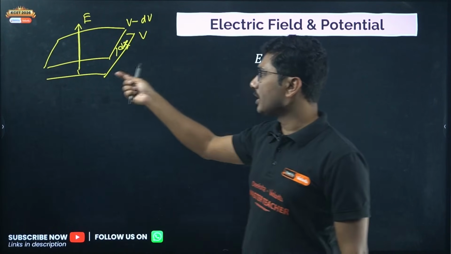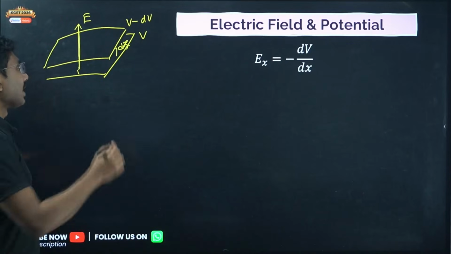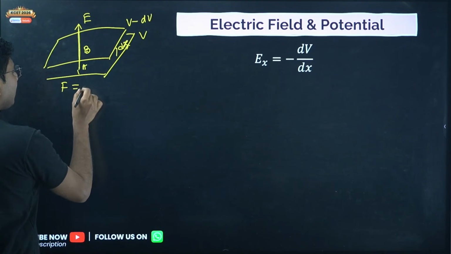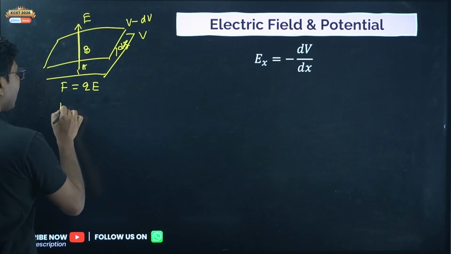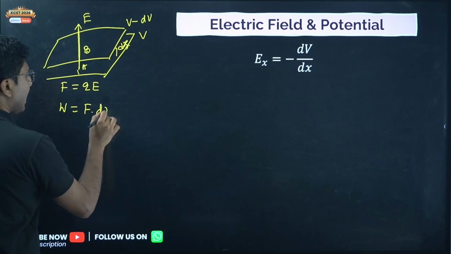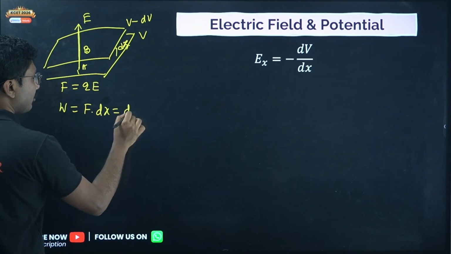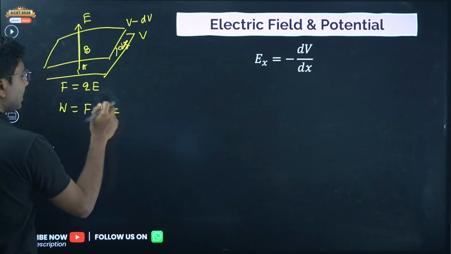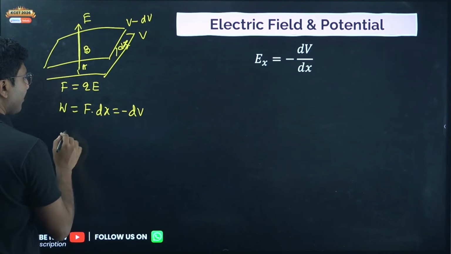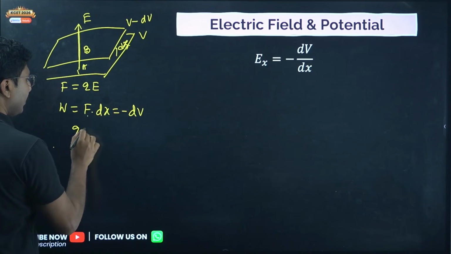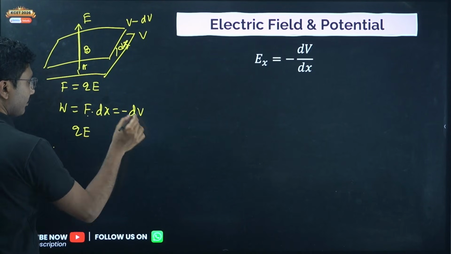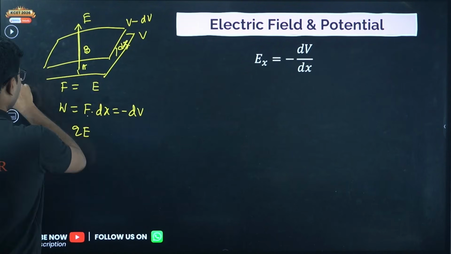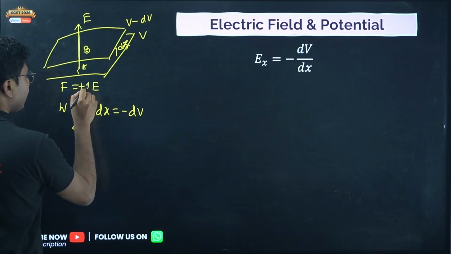Then this derivation can easily be done. You just need to take a point charge, move it from A to B and calculate the work done. Force is given by Q into E and the work done is force into displacement, and that equals the change in potential, which is minus dV. Why minus? I will tell you in a while. So from there you can say force is Q into E, and you have to take this charge as 1 because potential is defined only for unit positive test charge.